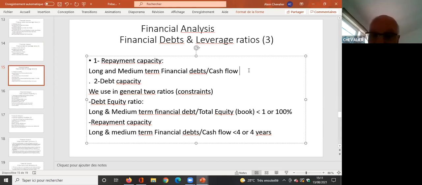One being the debt equity ratio, just what I explained, which should be under 1, and the second one being the repayment capacity coming from the comparison of the cash flow at the present time and the accumulated long and medium term financial debt. Okay. So this is very basic in financial policy, very basic.